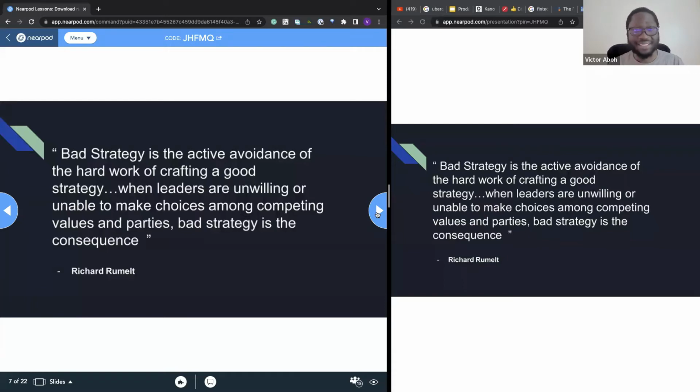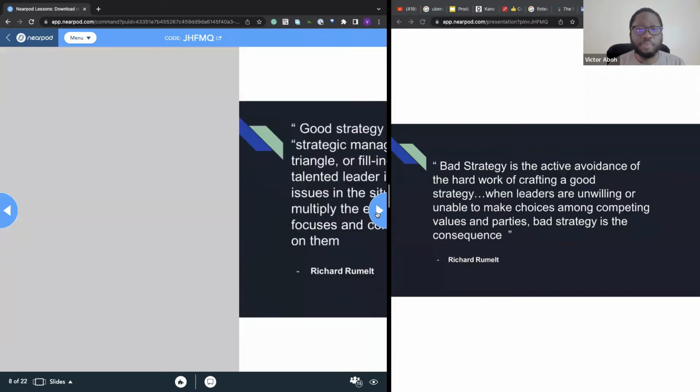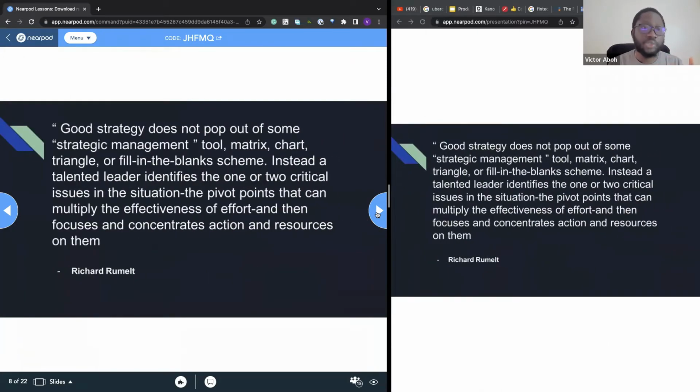And so that's avoidance of sitting down and mapping out, like, this is what we're about, always leads to bad strategy, right? And on the flip side, good strategy doesn't pop out of some tool, matrix, chart, fill-in-the-blank scheme. Instead, it takes talented leaders identifying one or two critical issues that will move the needle, and then focusing and concentrating action and resources on them.